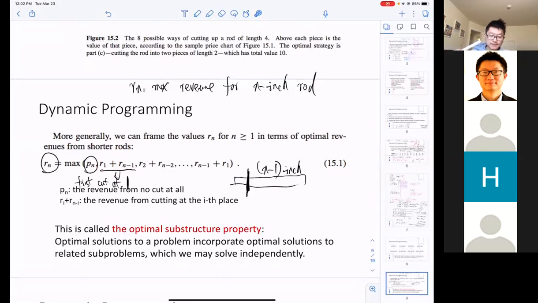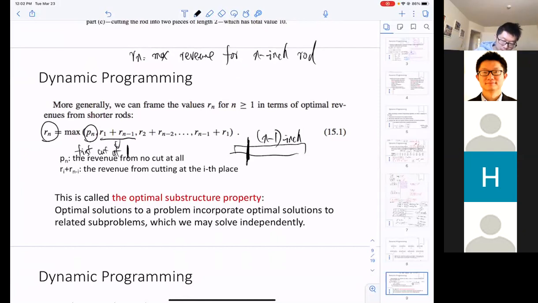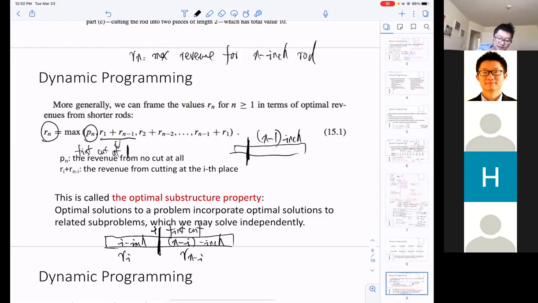Yep. Okay. And then basically this mathematical equation enumerates all the possible places of the first cut at i. If we make the first cut at i, then we got an i-inch rod on the left, and we got an n-i inch rod on the right side. The maximum revenue that we can get from the left hand side is Ri, and the maximum revenue that we can get from the right hand side is Rn-i. Correct?